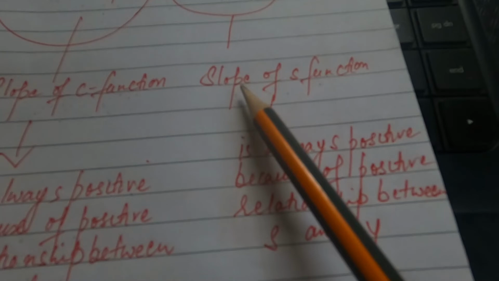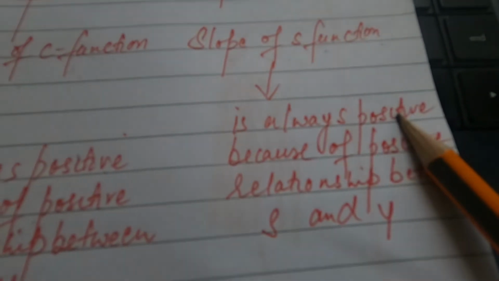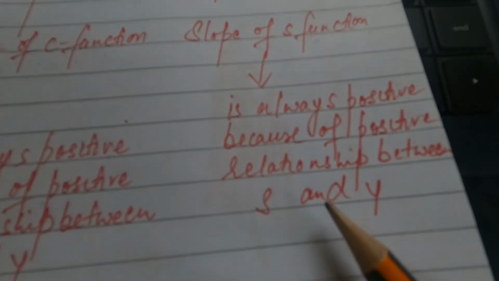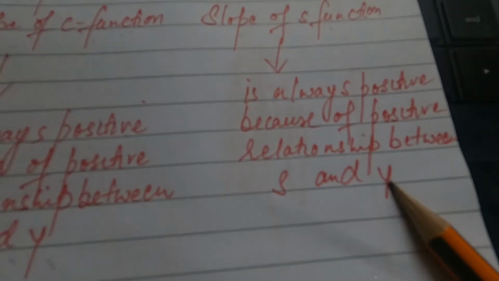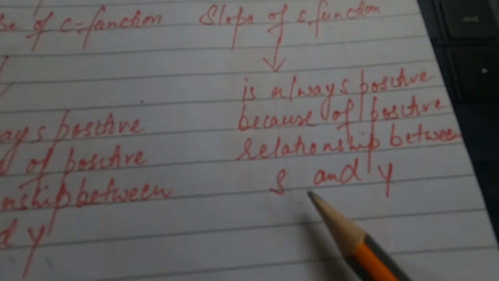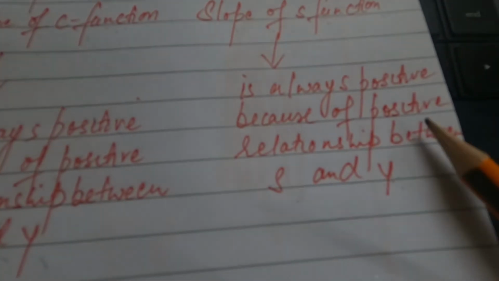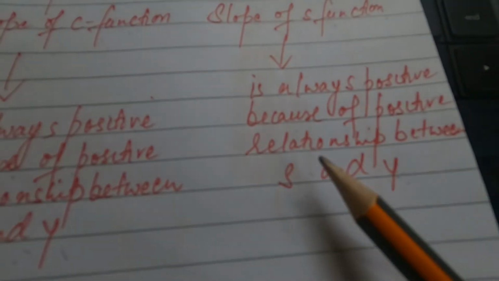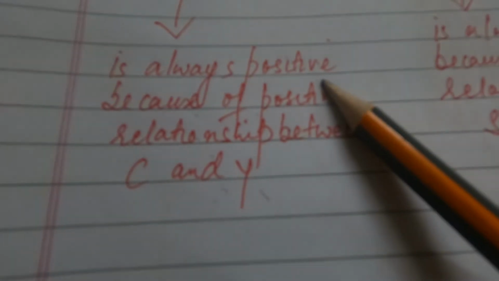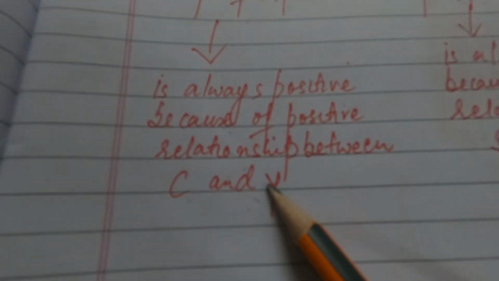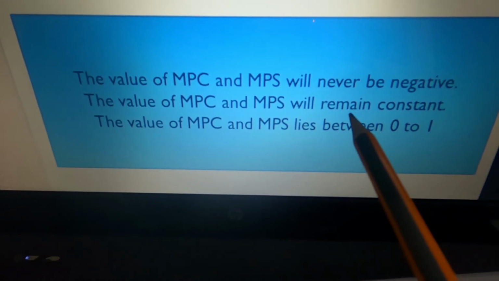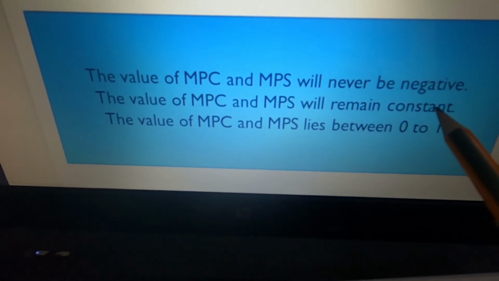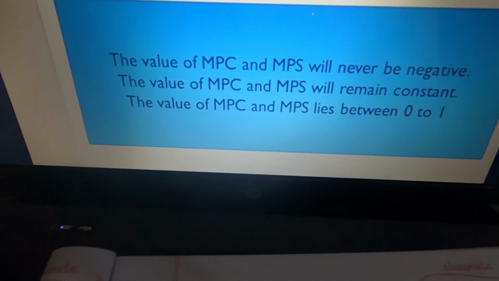Like the same thing, the slope of the S function is always positive, because the relationship between S and Y will remain positive. There is a positive relationship between saving and Y. So when income increases, saving increases. Right? Positive. When income increases, consumption increases. Positive. Is that clear? So we say that the values of MPS and MPC will never be negative. They will always be positive.